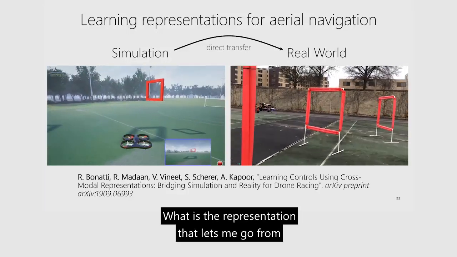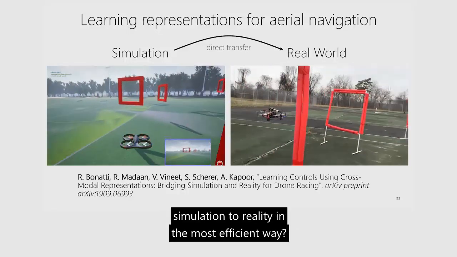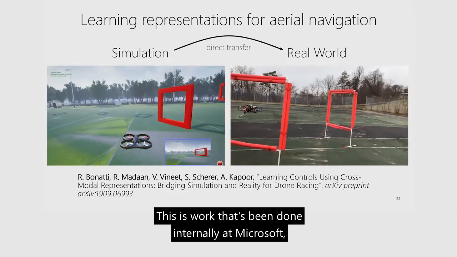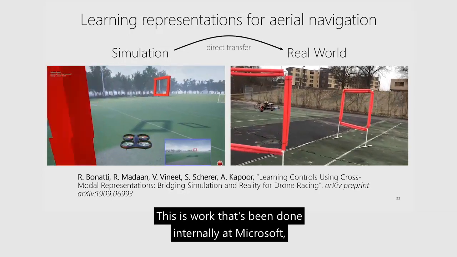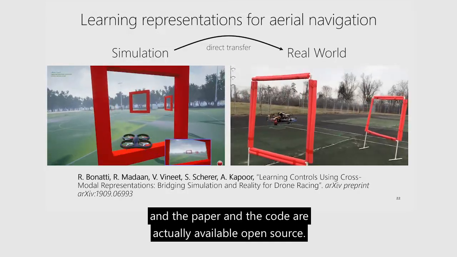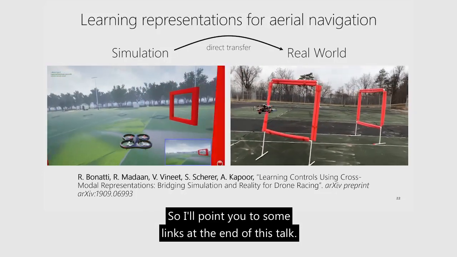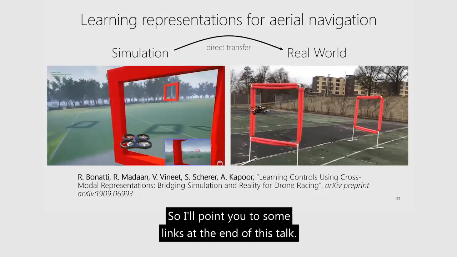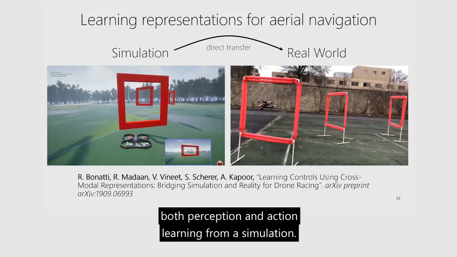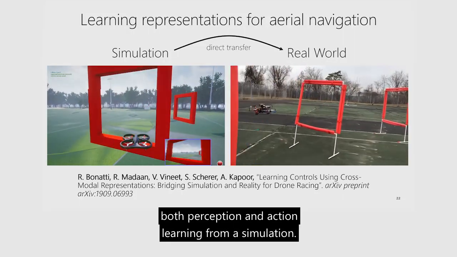So what is a representation that lets me go from simulation to reality in the most efficient way? And this is work that's been done internally at Microsoft. The paper and the code are actually open sourced, so I'll point you to some links at the end of this talk. So now the question is, I need to do both perception and action learning from a simulation.